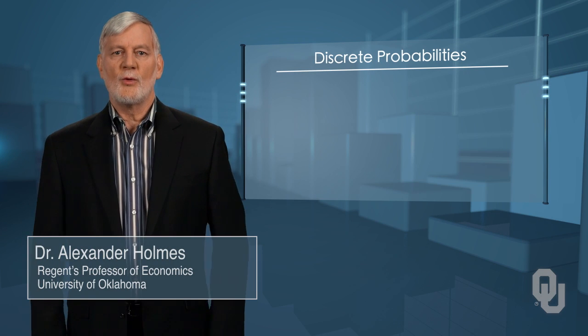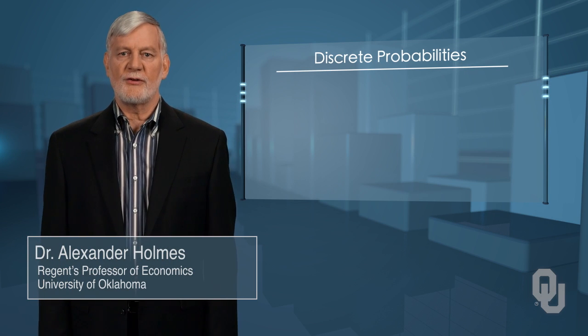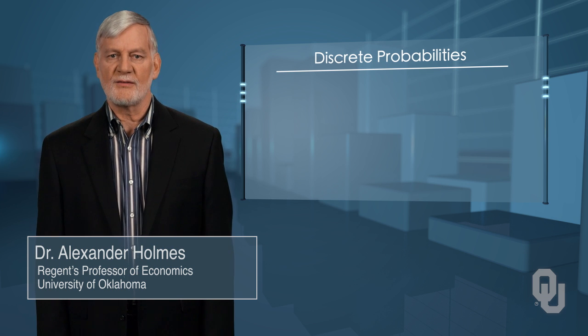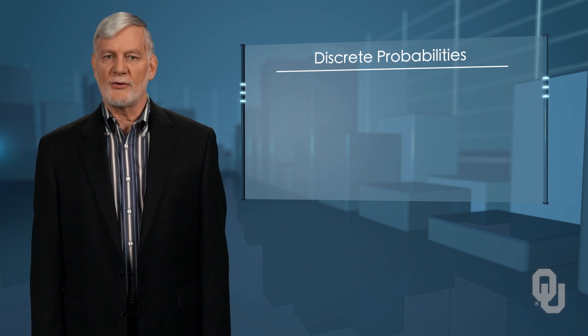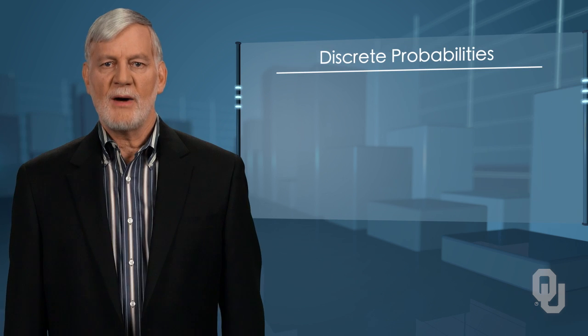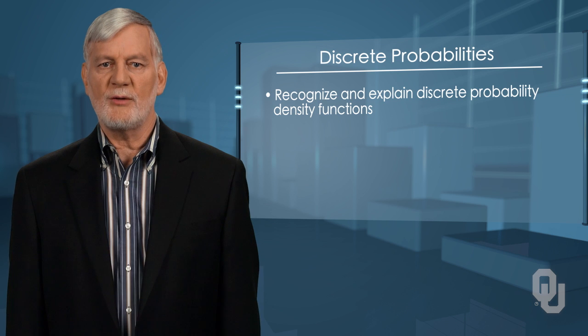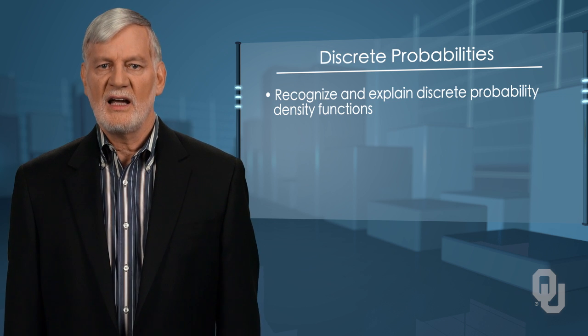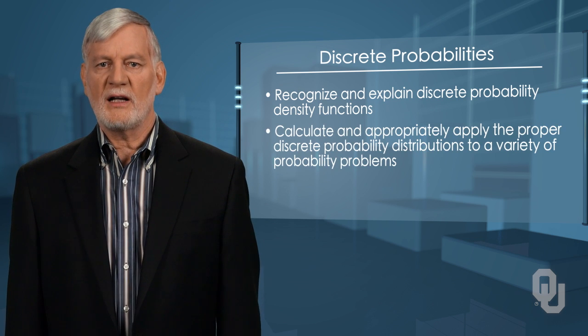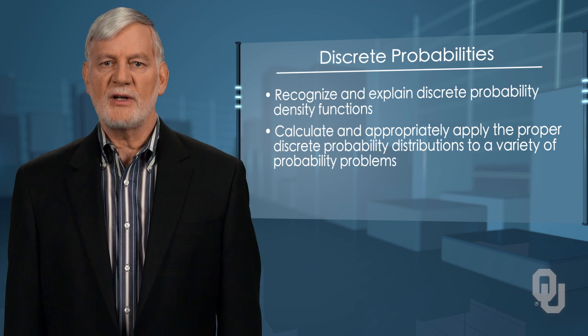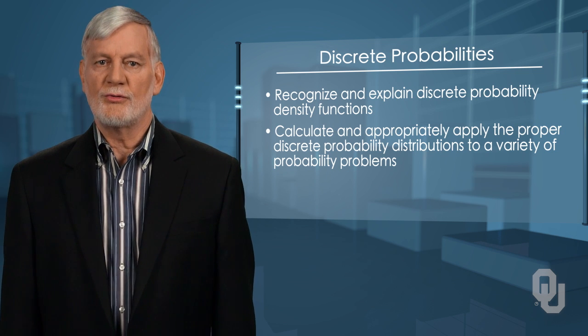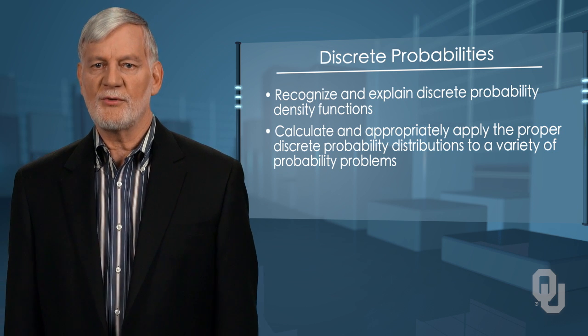Now we begin the real work of calculating probabilities for variables that are discrete in nature. We will develop probability density functions appropriate for a variety of situations. By the end of this unit, you will be able to recognize and explain discrete probability density functions and calculate and appropriately apply the proper discrete probability distribution to a variety of probability problems.